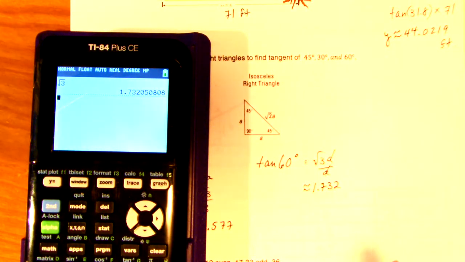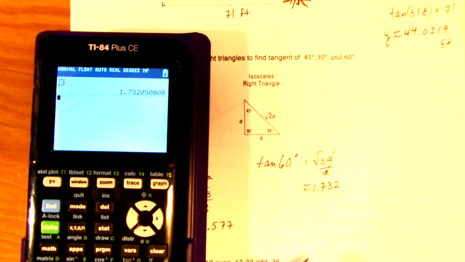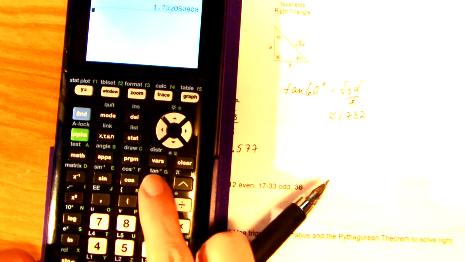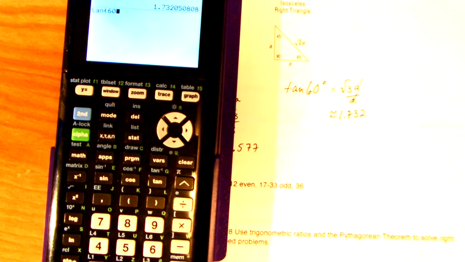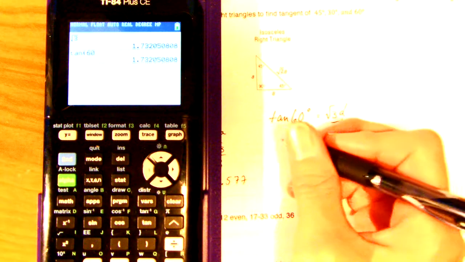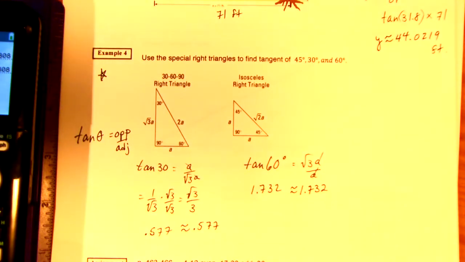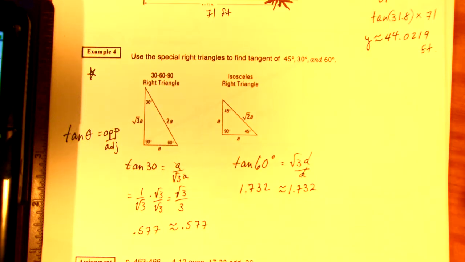And what do you think we're going to get when we press tangent of 60? So tangent of 60, press tangent. Remember the tangent button's right there? 60. Enter. Same thing. Impressed yet? Basically the calculator is doing the same thing that we're doing. It's the ratio of size that the calculator's working out.